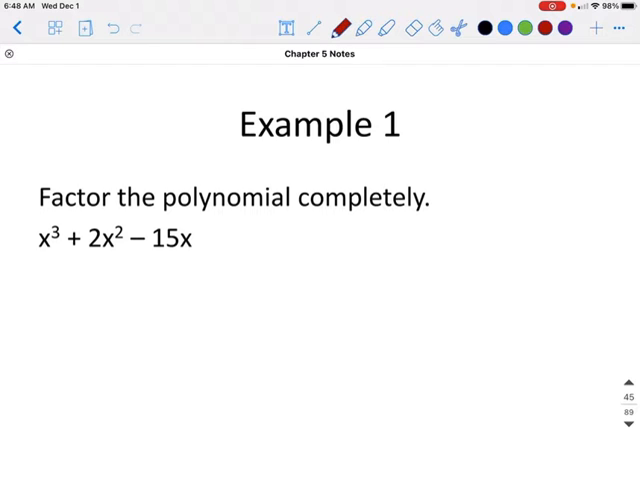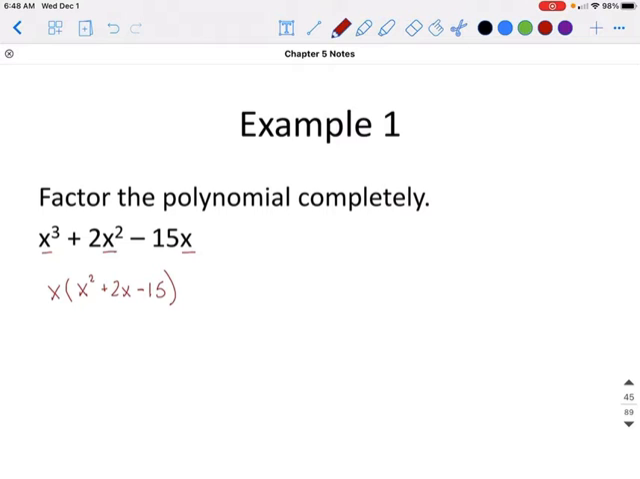So we need to factor the polynomial completely. Now, if you notice, each of these pieces has an x. So the first thing we can do is factor an x out of each piece. If I factor an x out of x cubed, we are left with x squared. If we factor an x out of 2x squared, we're just left with 2x. And if we factor an x out of the next piece, we are only left with 15.